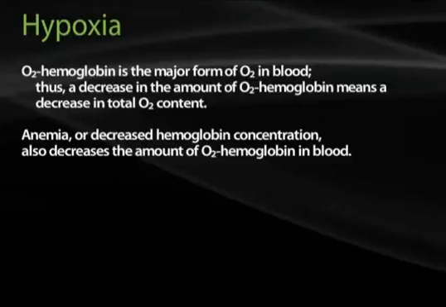Remember, oxyhemoglobin is the major form of oxygen in the blood. So if we decrease the amount of oxyhemoglobin, that's going to mean a decrease in the total oxygen content of the arterial blood. We could also do this with anemia. If we have fewer hemoglobin molecules, we're going to decrease the total amount of oxyhemoglobin in the blood.